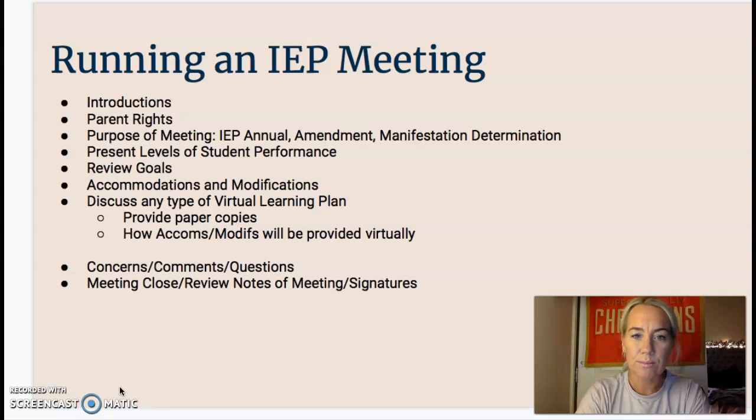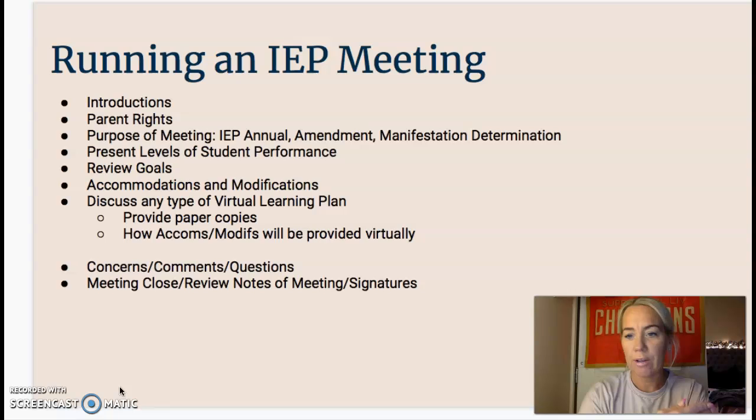Present levels of student performance: where they're at, how they're doing, if they're meeting their goals, and the accommodations and modifications on an IEP. Discuss any current virtual learning plan, provide paper copies, and explain how accommodations and modifications will be provided to the student virtually. Review concerns, comments, questions, and then the meeting close: review notes of the meeting and signatures.